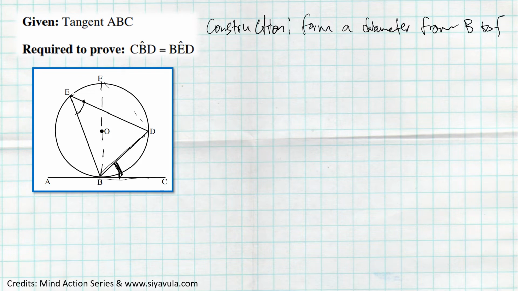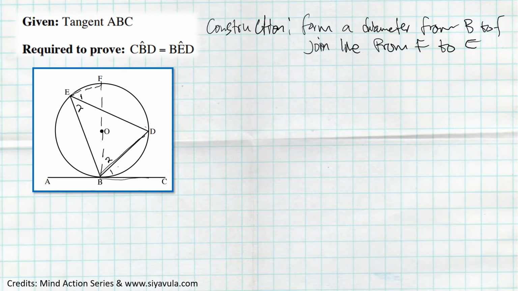So we want to prove that angle CBD is equal to angle BED. Hence, we construct towards that point so that we can have a relation between them. So we can now join a line from F to E. Then we can name this angle 1, this angle 2, and also here, this is angle 1 and this is angle 2.